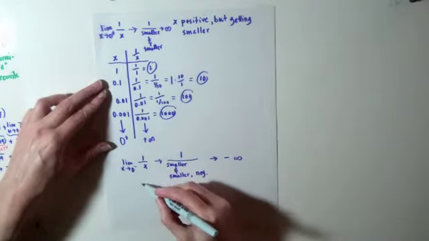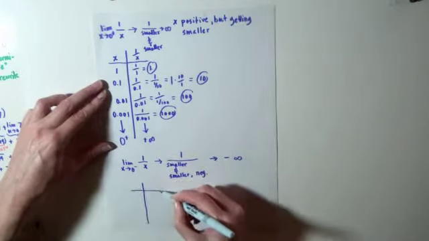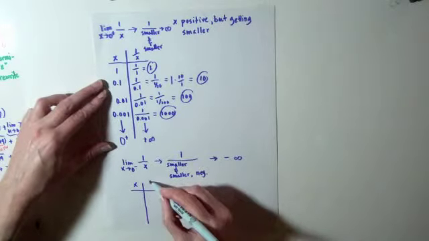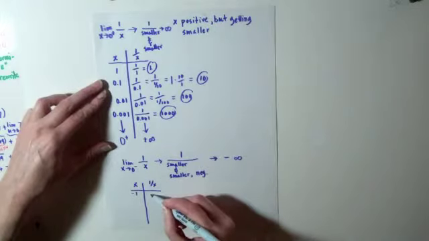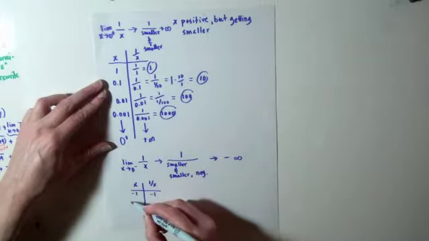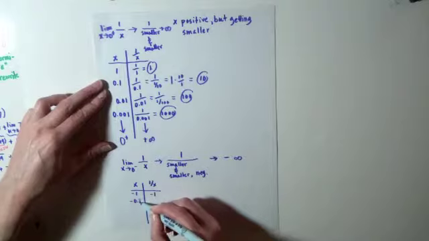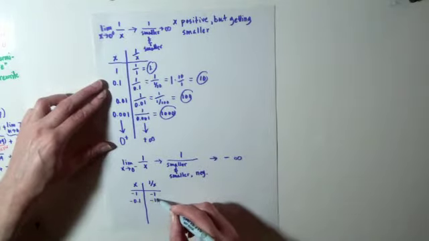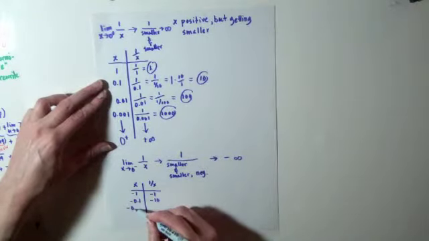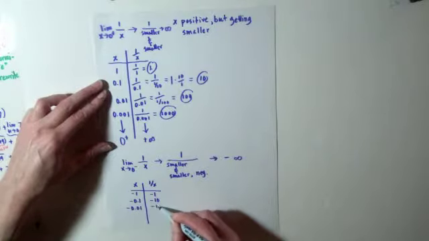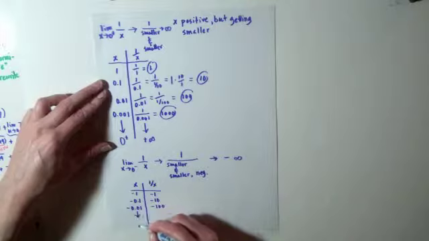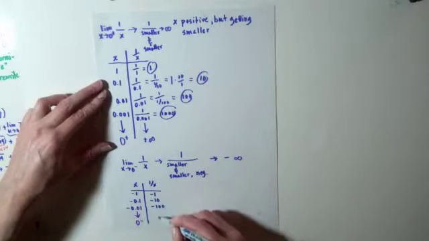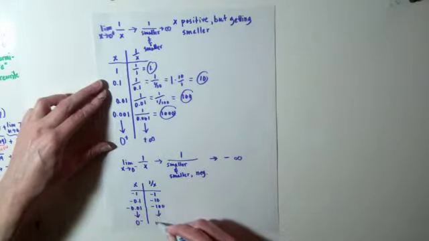If you're not sure about that, you can fill out a little table just as we did before, and instead of putting in 1, try -1. You'll get -1 as an output. If you put in -0.1, you'll get -10 as an output. -0.01, you'll get -100 as an output, and so on. So these are approaching 0 from the left, and the output values are now approaching negative infinity.